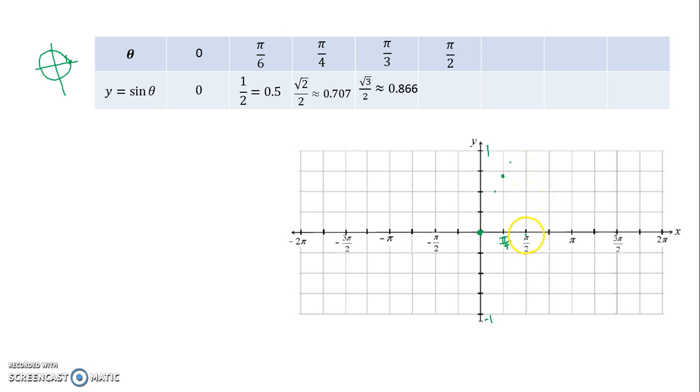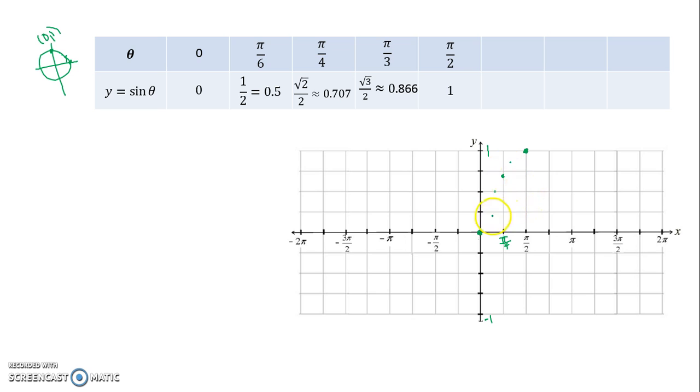Next point at pi over 2, which is nicely marked. That's at the very top of my unit circle. So that point up here, which was at 0, 1. So my y value, or my sine, is just 1. So I'm going to put a nice dot right there.